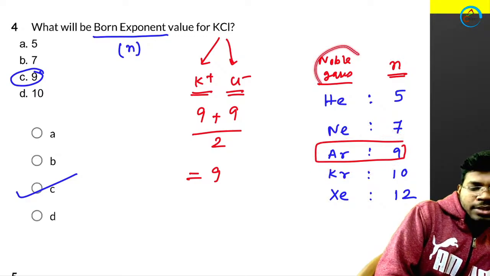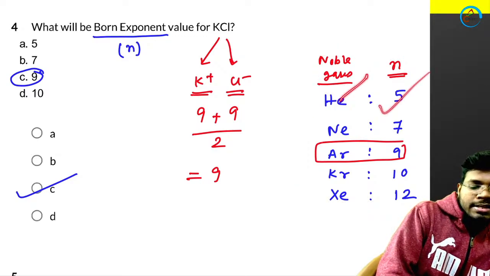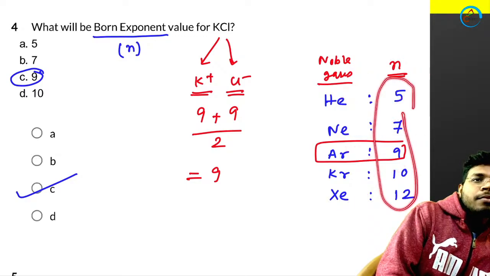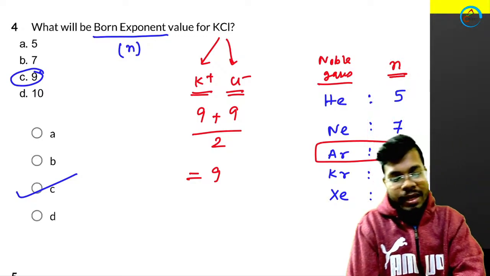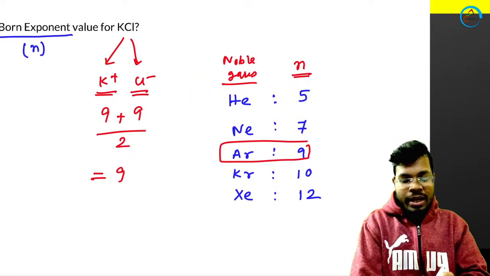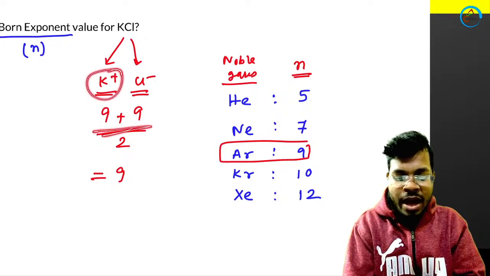These are actually the noble gas electronic configurations. For helium, neon, argon, krypton, xenon, remember them in this way: 5, 7, 9, 10, 12. These are the values for the bond exponent. Great. That's how we are getting 9. So at the end of the day, you have to take the average of these two values.